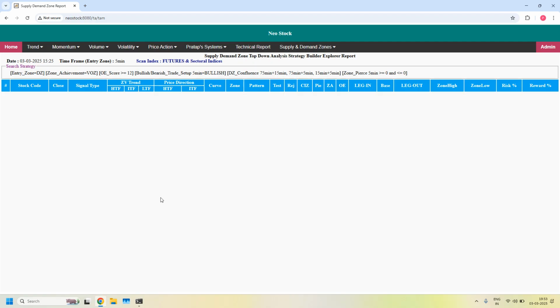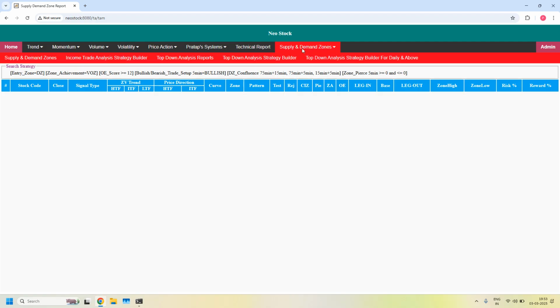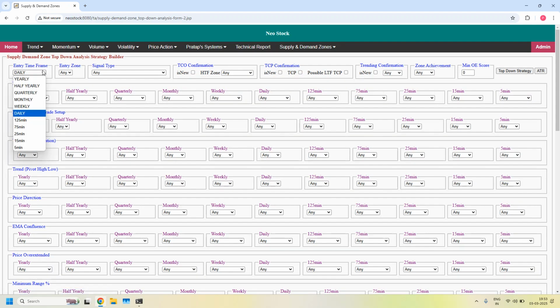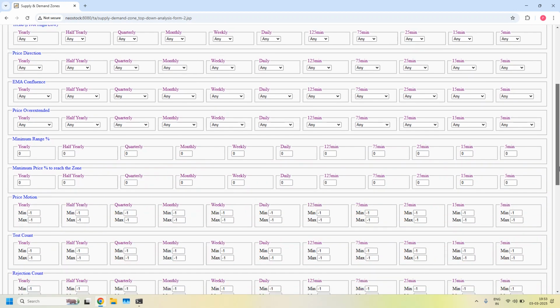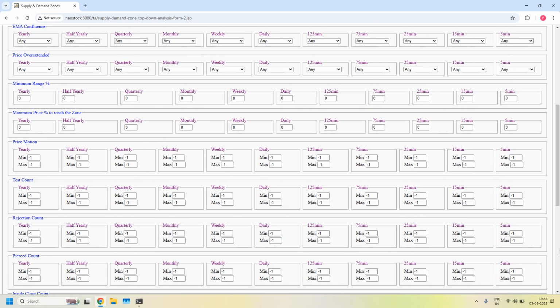Okay, this is bullish trade setup for hourly income trade. Next, bearish trade setup for hourly income trade. Entry time frame is 5 minutes. Entry zone is supply zone. In bullish or bearish trade setup at 5 minutes, I am selecting bearish. And zone achievement is violated opposing zone. Minimum order enhancer score 12. And 5 minute supply zone should not be pierced. So in the pierced count at 5 minutes, I am setting minimum value 0, maximum value 0.